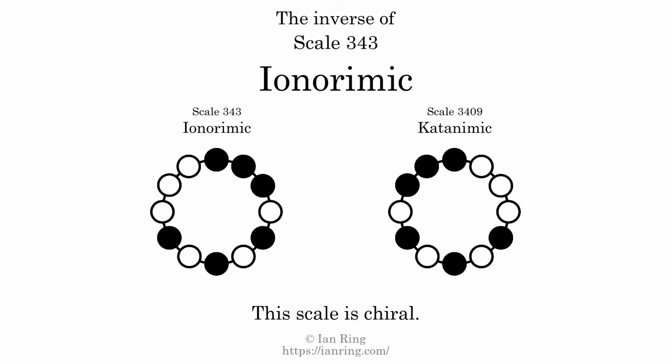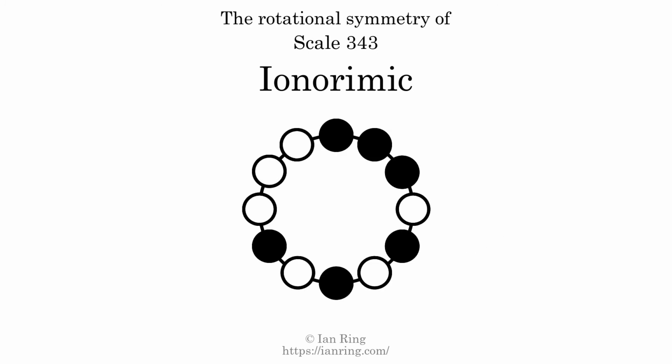The inverse of a scale is a mirror image. It is what you get when the sequence of intervals is reversed. The inverse of this scale is scale 3409, also known as catonymic. This scale is chiral. It cannot transform into its inverse by rotational transformation. This scale has no rotational symmetry.